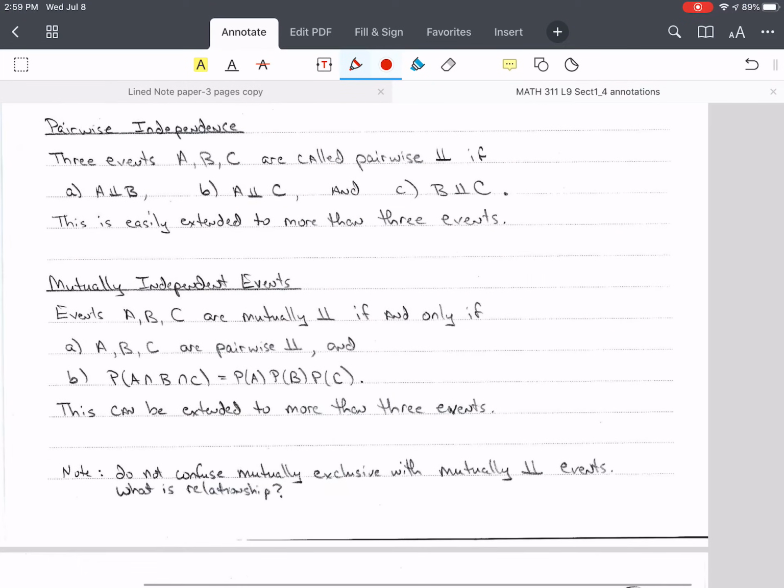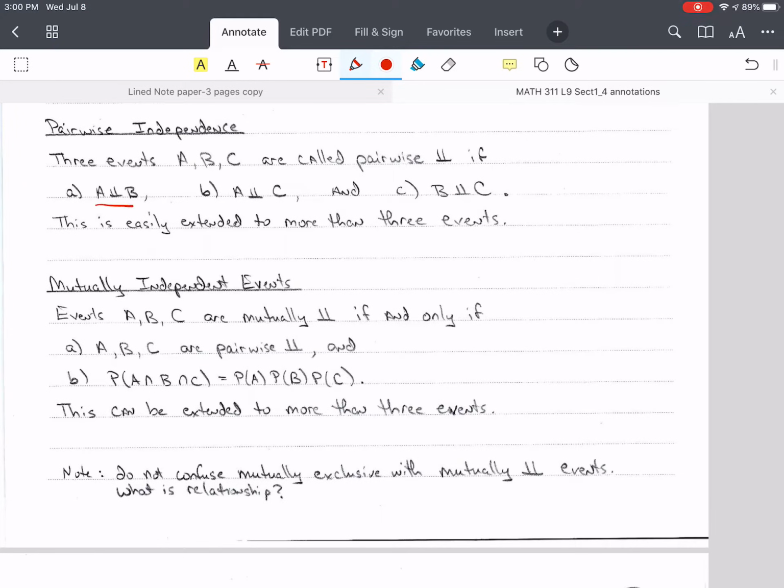Okay, so now let's talk about pairwise independence. To do this, we start with at least 3 events. So let's say that we have 3 events, A, B, and C, and we say that they're pairwise independent if A is independent of B, A is independent of C, and B is independent of C. So in other words, all the groups of 2 events are independent. And again, we can as easily extend this definition to more than 3 events. It just means that every pair of events has to be independent.